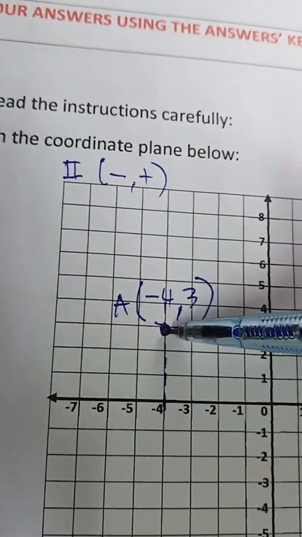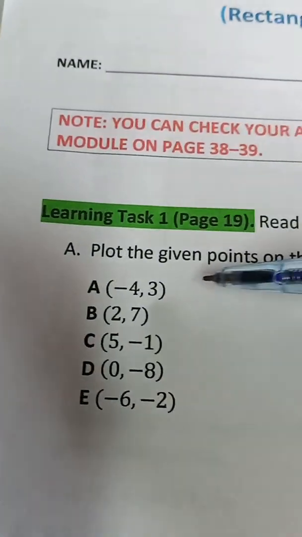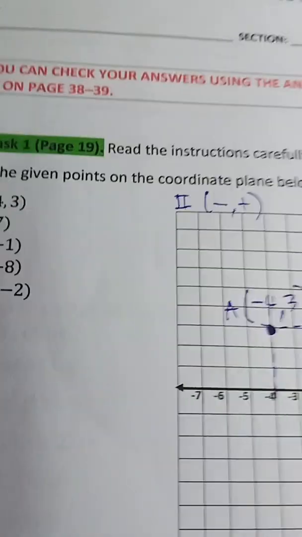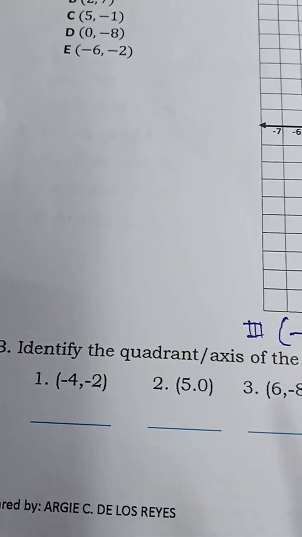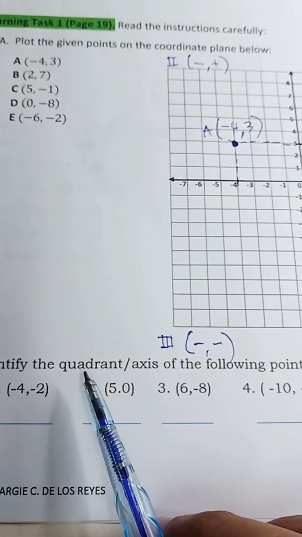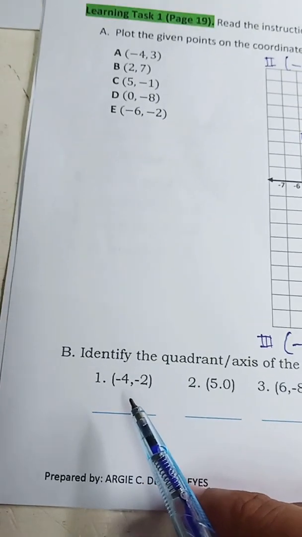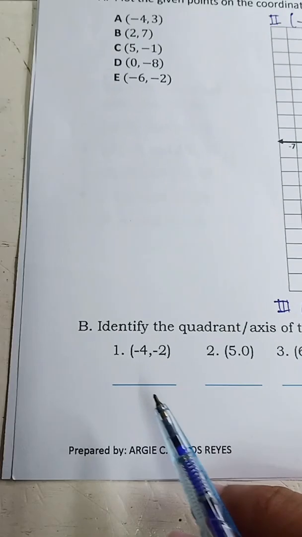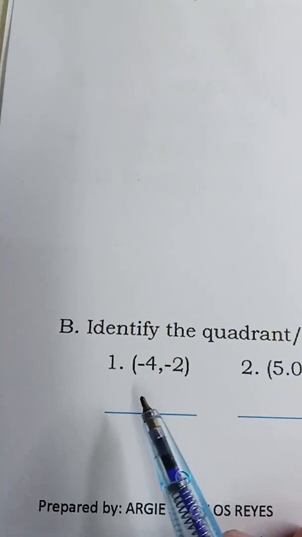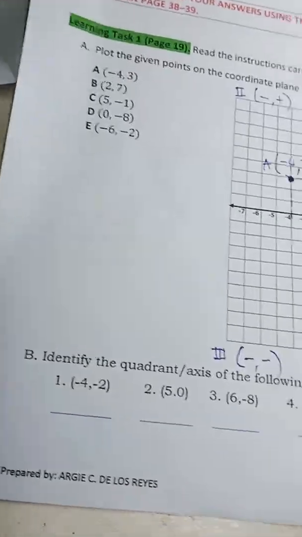Okay, this is the area or the point for our letter A. Okay, so sa letter B naman, class, identify the quadrant or the axis of the following points. So dito, 'di ba, as you can still remember yung sinabi ko, number 1 lang yung sasagutan natin. So we have -4 and -2. So ano yung quadrant daw yung -4 and -2?